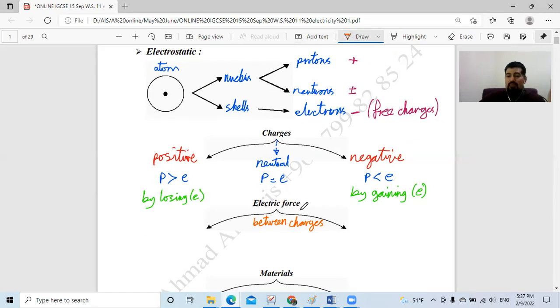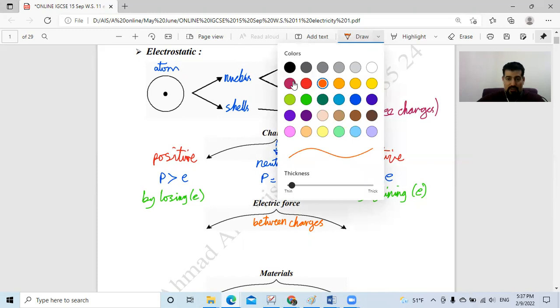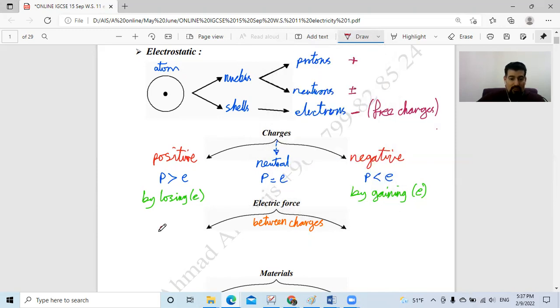What is the type of electrical force between charges? We have 2 types of electrical force between charges. We have something called attraction, and something else called what? What do we call it? Yes, exactly, repulsion. Bravo, repulsion.